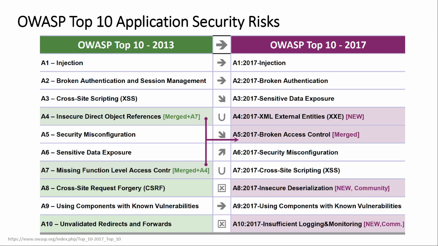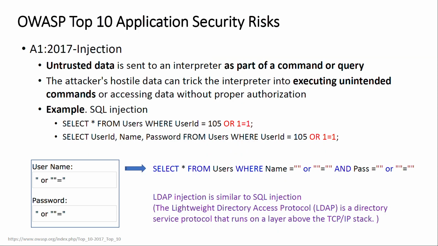But let's compare the 2017 list with the 2013 one. This actually tells us what has changed in recent years and what is no longer considered a top security risk. As you can see, some of the attack types are merged, but some new attacks emerged from 2013 to 2017, so they made it to the top 10 list. As you can see here, XML external entities, insecure deserialization, and insufficient logging and monitoring entered the top 10 list in 2017. And as I told you, this list hasn't changed today, so it is the same.